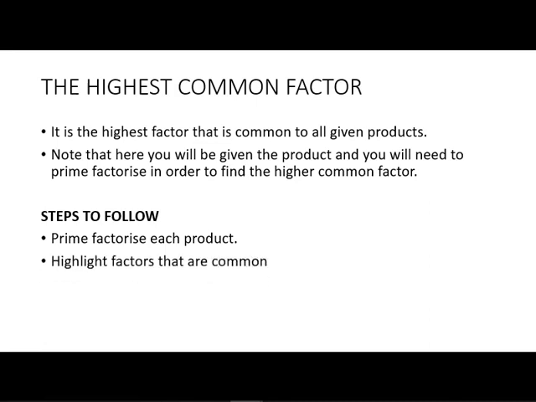Highlight the factors that are common, and only the factor with the lowest exponent will be part of your HCF. It must be a common factor, so it must be a factor that is common amongst all the given products, and only the base with the lowest exponent will be part of your highest common factor. Then if you have more than one common base, you will just have to multiply all of them. But each base that becomes part of your HCF must have the lowest exponent.